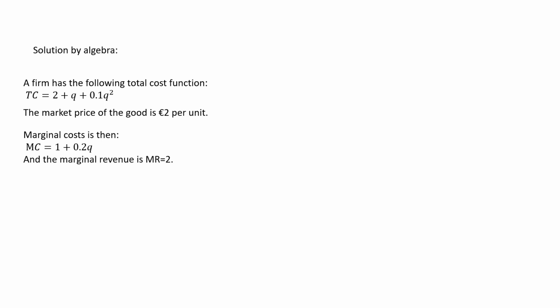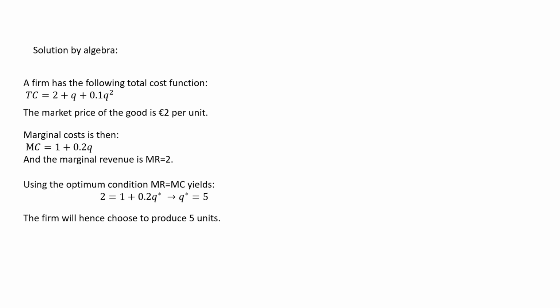The marginal cost is the first derivative of the total cost function with respect to q, which will give you 1 plus 0.2 times q. The marginal revenue will equal the price simply because we have a perfectly competitive market. Using the optimum condition, we can find q star, the optimal output, by just making these two equal. And if you do that, you will find that the optimum output is 5 units. The firm will hence choose to produce 5 units.